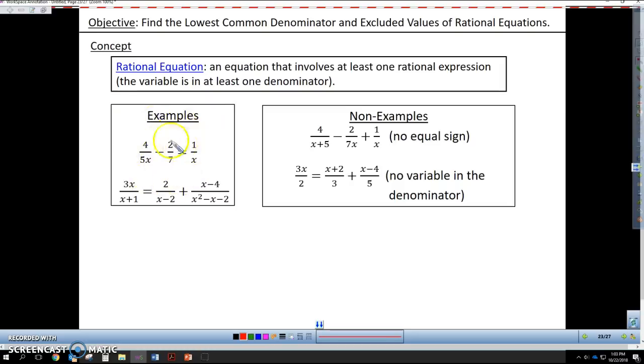These are rational equations because I have an equal sign present. So you can see here I have a variable denominator and there's an equal sign, therefore they are a rational equation. These are non-examples. In this example here, we have no equal sign. I do have rational expressions, however, it's not set equal to anything, so this would just be a rational expression. And in this example, I have an equation, however, there are no variables in the denominators, so they are not rational expressions.